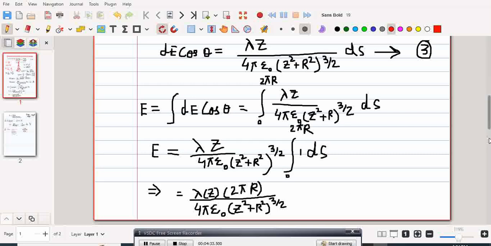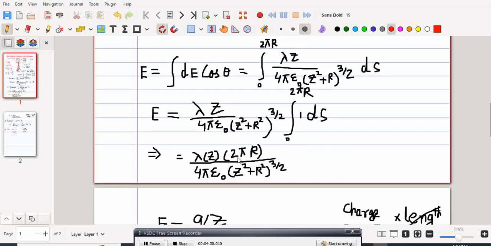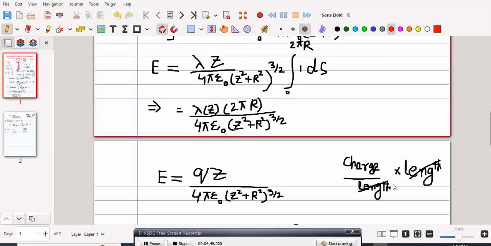Now we simplify it. Look here, this is lambda into 2 pi R. Lambda is what? Charge density, charge per unit length, and 2 pi R is the length. When we multiply lambda with the length, that is charge density, charge per unit length, into length, the length is cancelled with length, and we are left with charge.